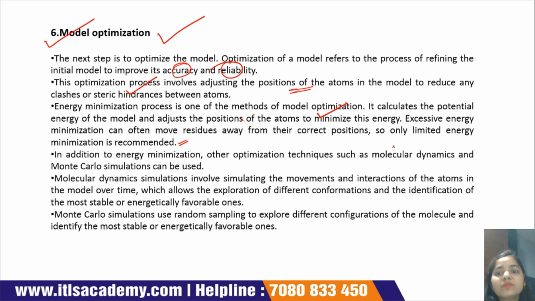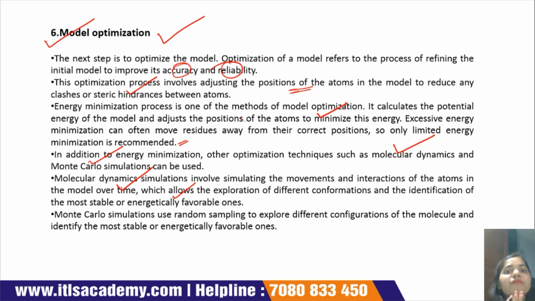Okay, in addition to energy minimization, optimization techniques such as molecular dynamics and Monte Carlo simulation can be used. Molecular dynamics simulation involves simulating the movement and interaction of atoms in the model over time, which allows the exploration of different conformations to identify the most stable and energetically favorable one. In Monte Carlo simulation, we use random sampling to explore different configurations of the molecule and identify the most stable and energetically favorable one. Okay, now we understand model optimization.